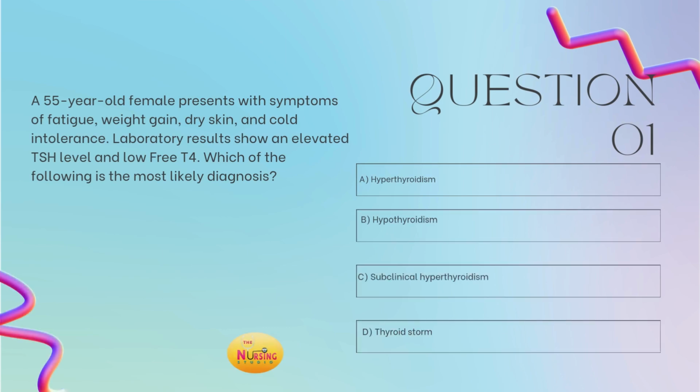Question number one states a 55-year-old female presents with symptoms of fatigue, weight gain, dry skin, and cold intolerance. Lab results show an elevated TSH level and a low free T4. Which of the following is the most likely diagnosis? Is it A, hyperthyroidism, B, hypothyroidism, C, subclinical hyperthyroidism, or D, thyroid storm? Take a moment and tell me what you got in the comments, y'all.